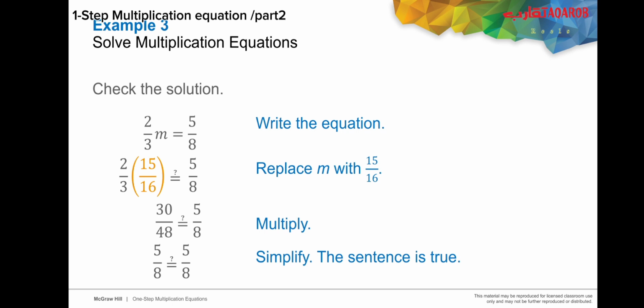It's better for you to work vertically. As you can see here, for example, I can simplify 3 divided by 3 is 1 and 15 divided by 3 is 5. And I can simplify 2 by 2 is 1 and 16 by 2 is 8. So the answer will be 5 over 8. Is 5 over 8 equal to 5 over 8? Yes, correct. So the solution is correct. The value of m is equal to 15 over 16.